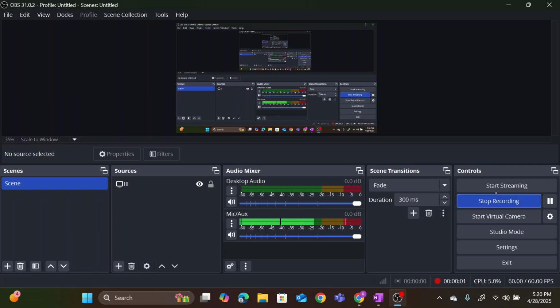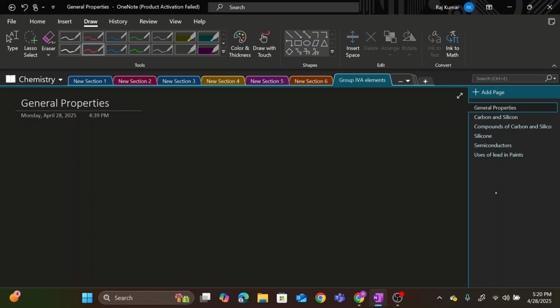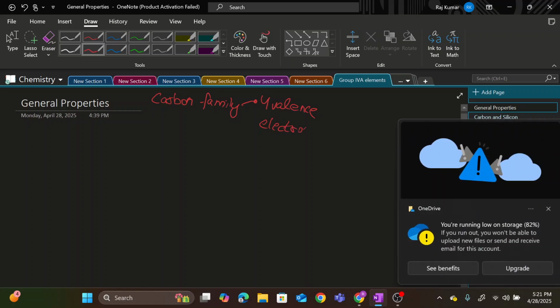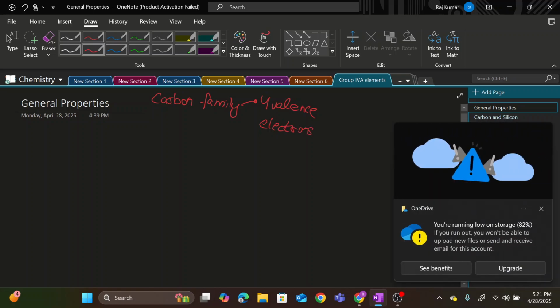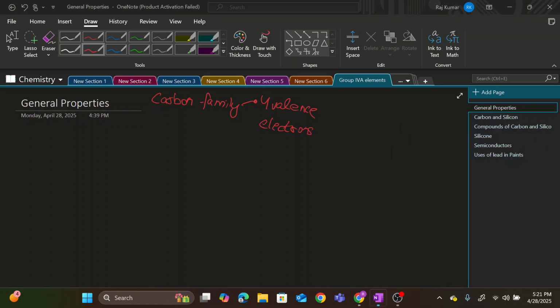Greetings everyone. So today we are going to discuss group 4A elements. Group 4A elements are also known as the carbon family, and they have four valence electrons. Now, let's look into some general properties of the carbon family.